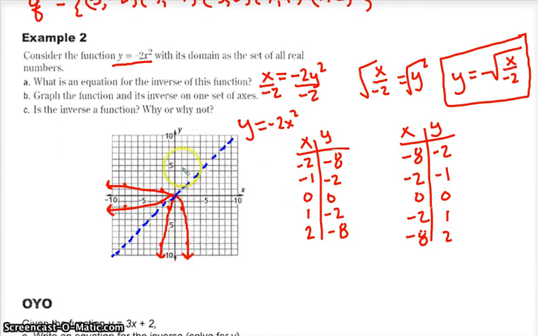Now, is my inverse a function? For part C, is my inverse a function? No, it fails the horizontal line test.